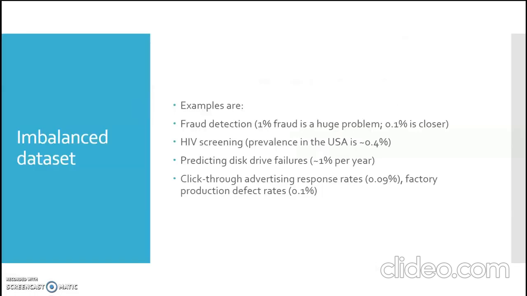So here are several examples of imbalanced dataset occurrences. For example, fraud detection, HIV screening, predicting disk drive failures, and click-through advertising response rates. All of these tend to have a very small percentage of the positive class. Thus, they are rare.